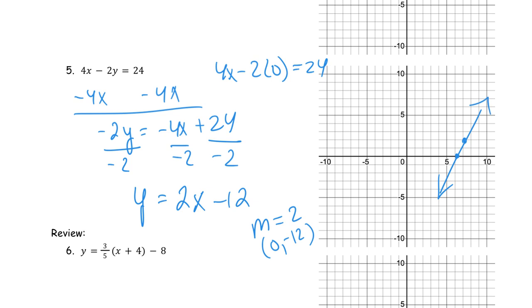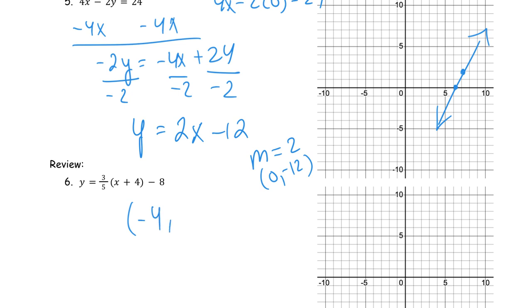Up 2, over 1. There's a line. The last one's in slope-intercept form. There's your point. Use your slope.